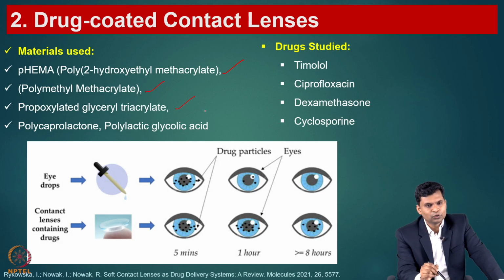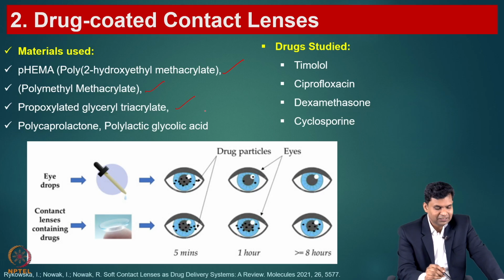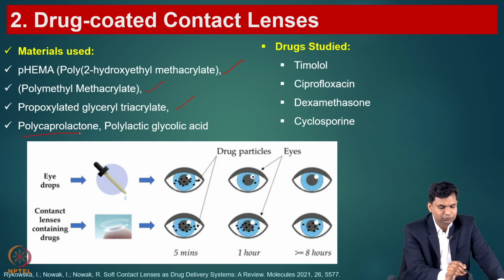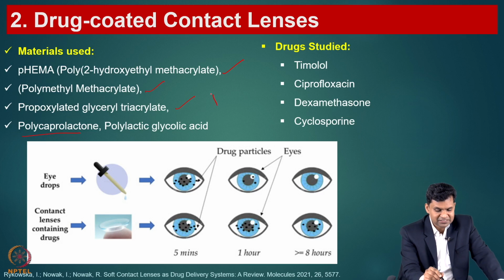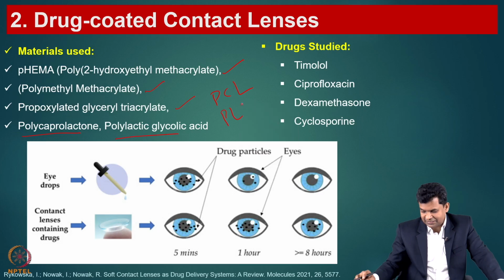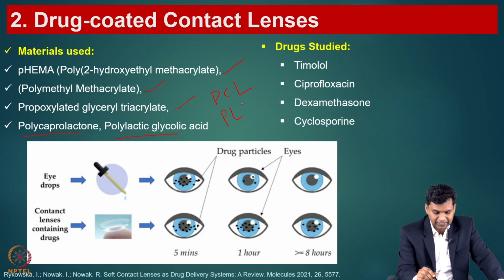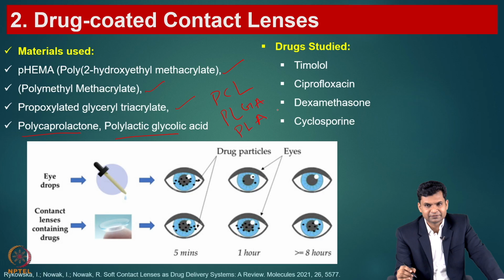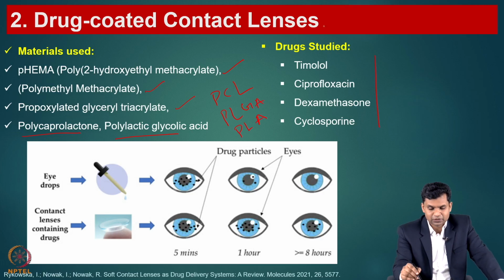We can use propoxylated glyceryl triacrylate, and also polycaprolactone, that is PCL, and also PLGA, polylactic-co-glycolic acid. We can also use PLA, polylactic acid. So, these are the polymers people have studied for contact lenses.